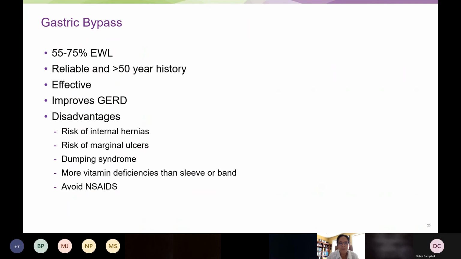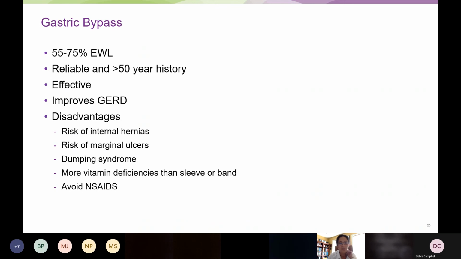With that, you get about a 55 to 75% excess weight loss. It is probably the only surgery that we do that really improves reflux and gets rid of reflux. So this is ideal in people that have Barrett's esophagus. If a person has Barrett's esophagus, really this is the only surgery that they're a candidate for because it's the most efficient in getting rid of that acid-producing area from the GE junction.